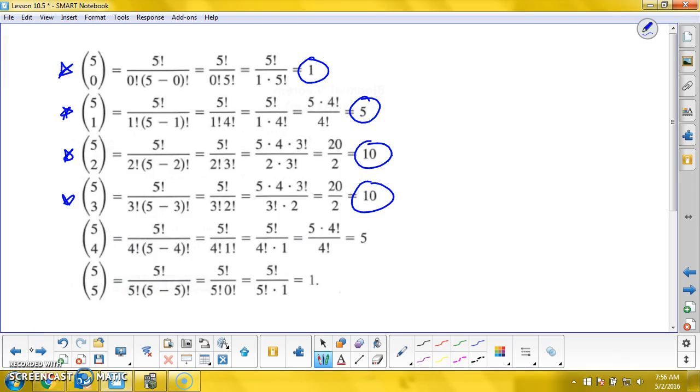And just to continue down the line here, this is saying how many different ways is there to choose 4 items from a list of 5, and there are 5 ways to do that. And how many ways are there to choose 5 items from 5 items? There's only one way to do that. That's choosing all 5.